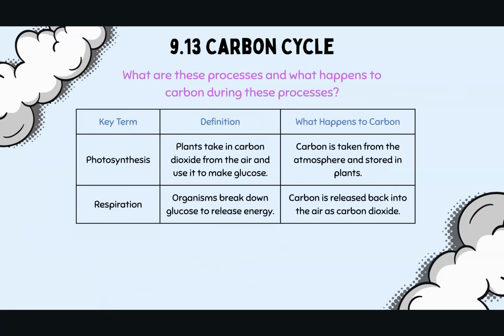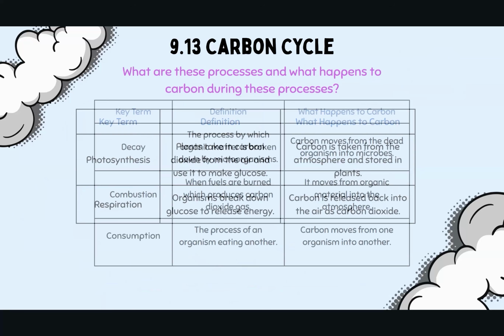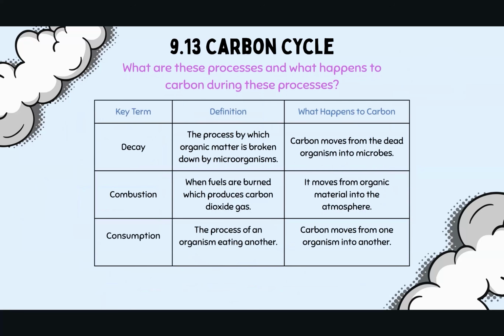So photosynthesis takes carbon dioxide out of the air. Respiration puts it back into the air. Decay, because we had an increase in the number of microorganisms, they start respiring and releasing carbon dioxide back into the air. Combustion is the burning of fossil fuels, so that releases carbon dioxide into the air. And consumption is the process of organisms eating each other. That means carbon moves from one organism into another.